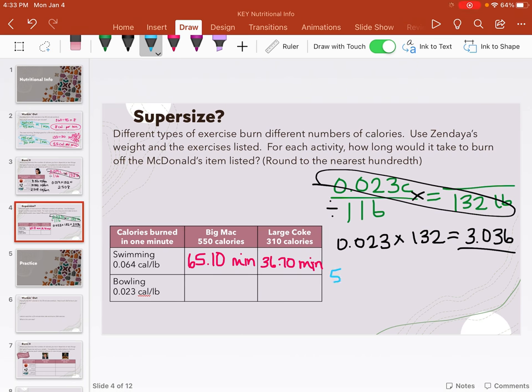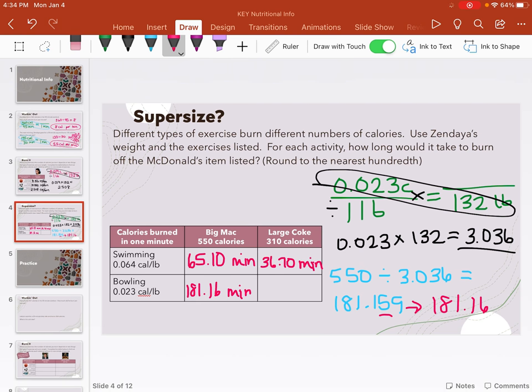So for my Big Mac, 550 divided by that 3.036. Again, use my calculator, and when I do that, I get 181.159. Again, I'm rounding, so that's why I'm cutting this off. Rounding to my hundredths place. So that 9 tells it to go up, so I get 181.16 minutes. Look at that, more than 3 hours to burn off that Big Mac if you're just bowling. Yikes.